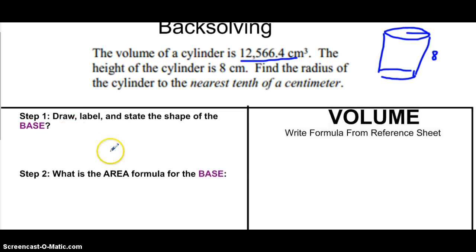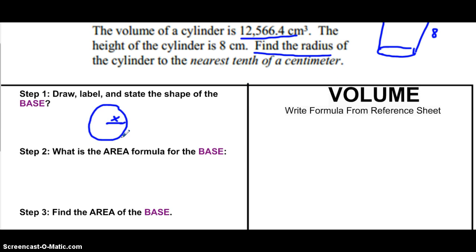The first step is just draw, label, and state the shape of the base. Well, it's a circle, remember, because our base is a circle. And we don't know the radius, okay? The 8 is the height, but the radius is what we're trying to find. So we'll just call this x, okay?